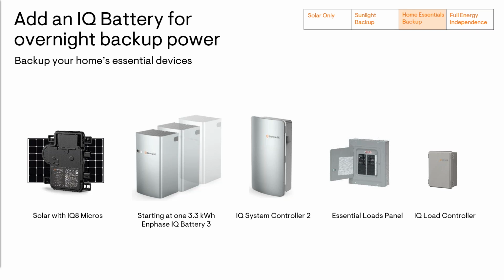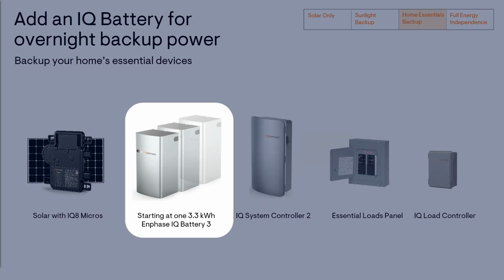The next configuration is the Home Essentials Backup, which includes one or more IQ batteries. This configuration extends backup power from daytime only to 24 hours a day. For those homeowners that require reliable backup power around the clock, batteries are a must-have. Battery options start at just 3.3 kilowatt hours, but a typical system will have around 10 to 20 kilowatt hours for an optimal homeowner experience.